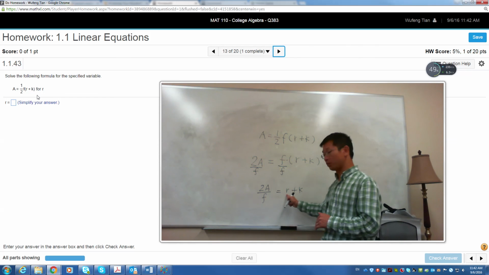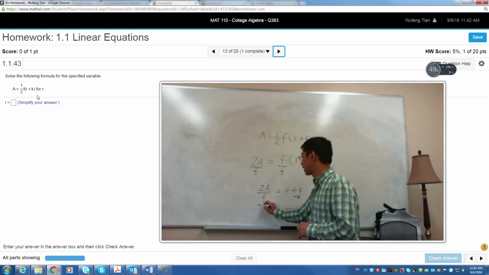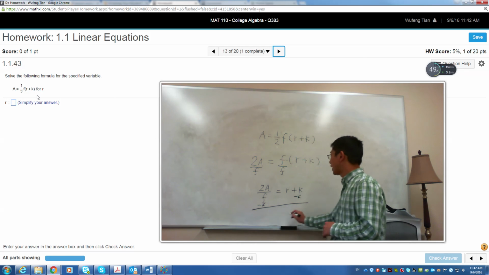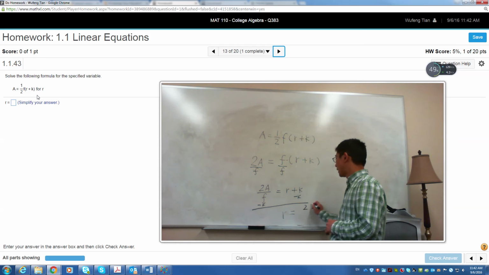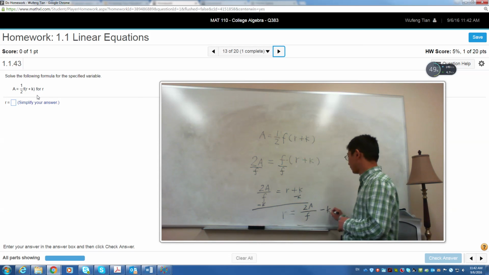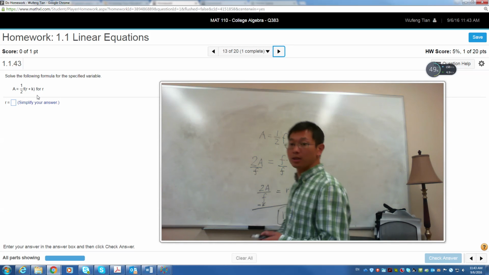Then I continue to isolate r. Subtract k from both sides, subtract k from here too. So finally, your r equals 2a over f minus k. Okay, so that's how you solve for r.